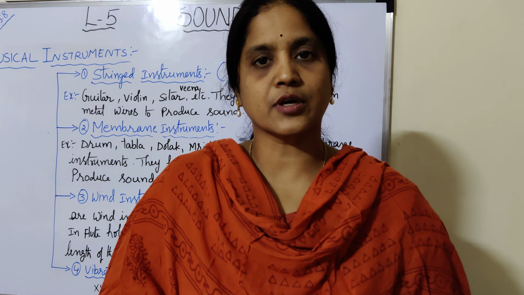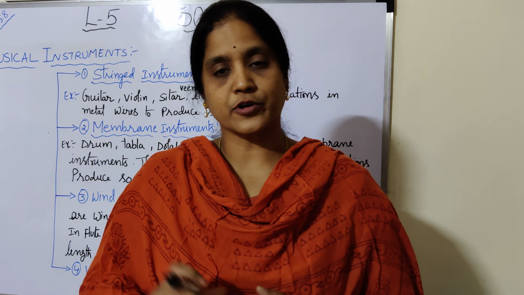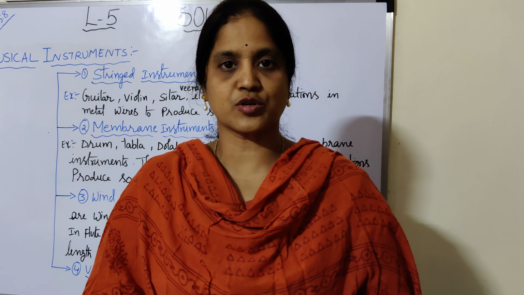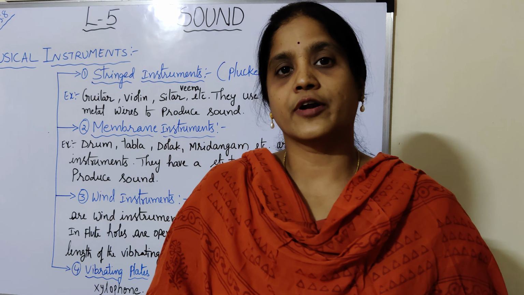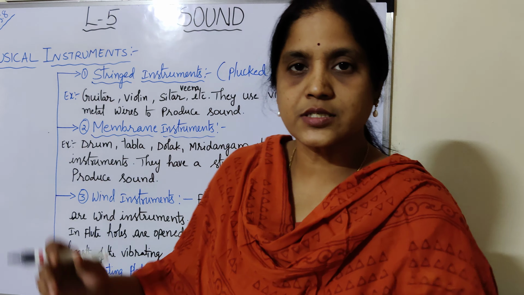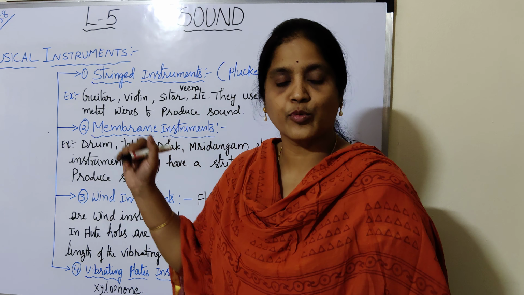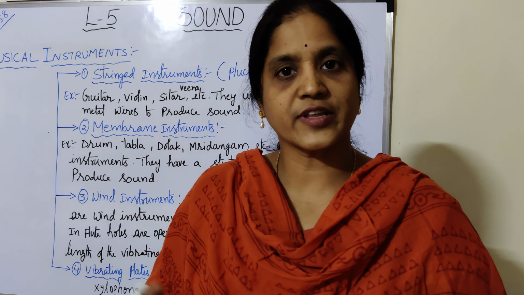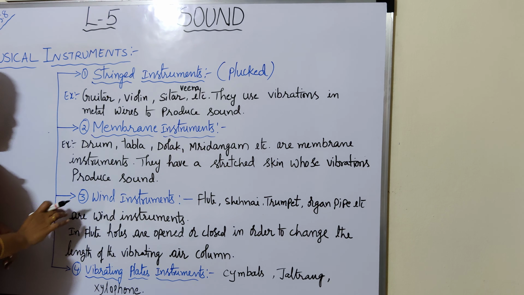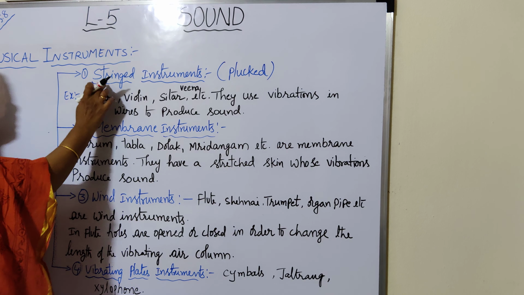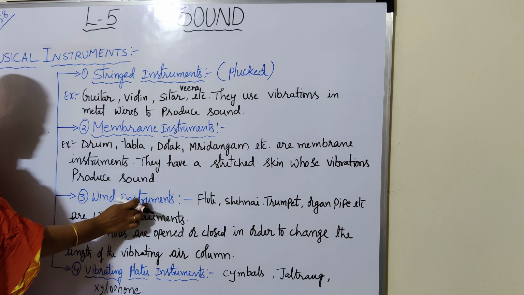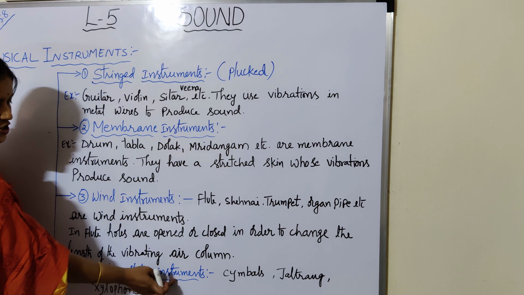Now, all these musical instruments are producing music, or sound. So which part of the instrument is responsible for the production of sound, that we'll learn now in this video. First, we'll classify the types of musical instruments. Here we have four types of musical instruments: stringed instruments, membrane instruments, wind instruments, and vibrating plates instruments.